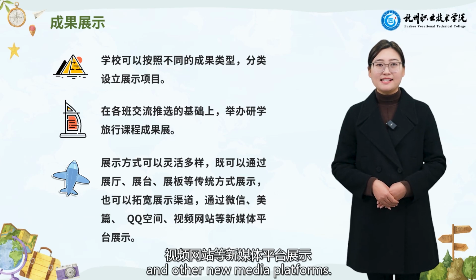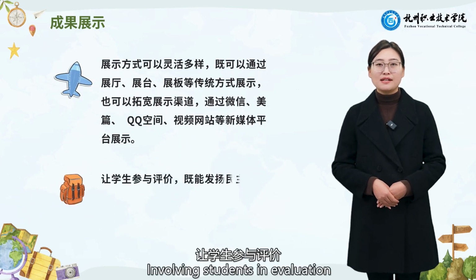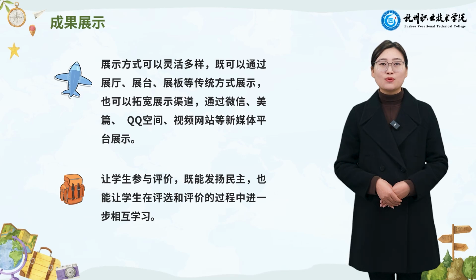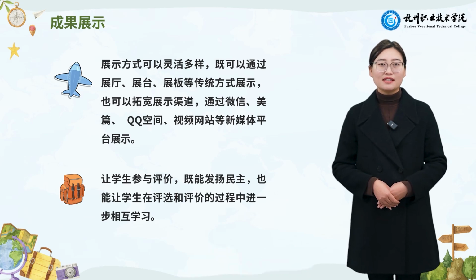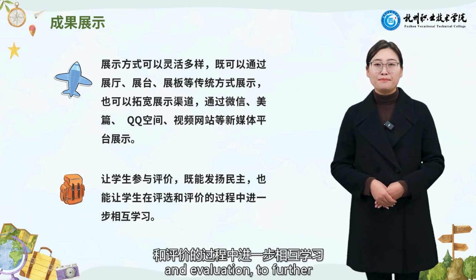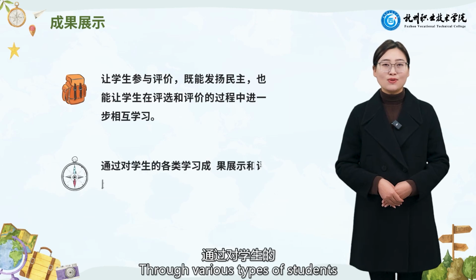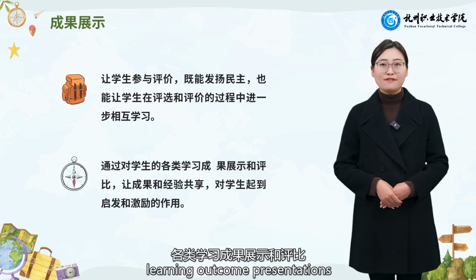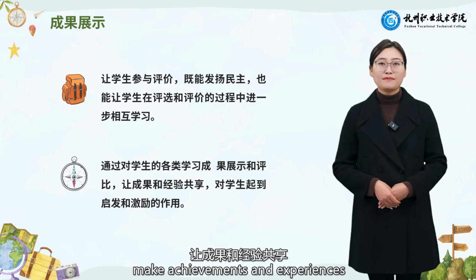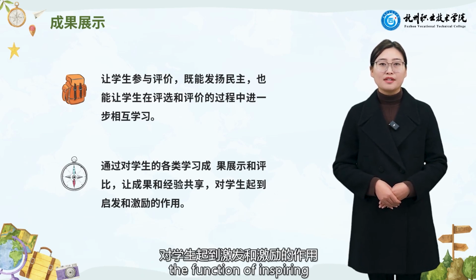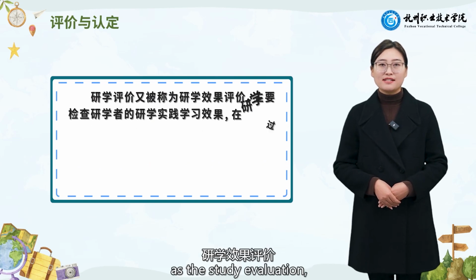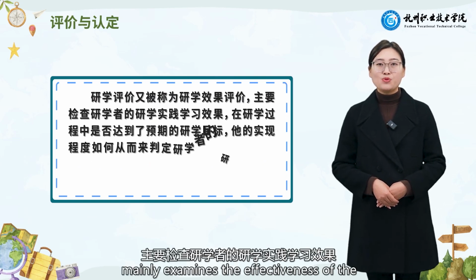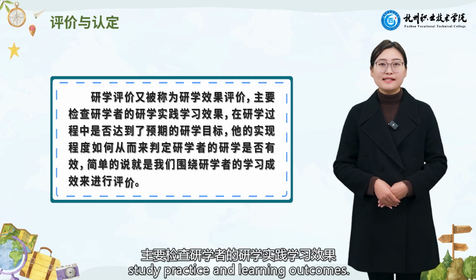QQ Zone, and other new media platforms. Involving students in evaluation not only promotes democracy, but also allows students in the process of selection and evaluation to further learn from each other. Through various types of student learning outcome presentations and comparisons, achievements and experiences have the function of inspiring and motivating students. Finally, evaluation. The evaluation, also known as the study evaluation, mainly examines the effectiveness of the study practice and learning outcomes.